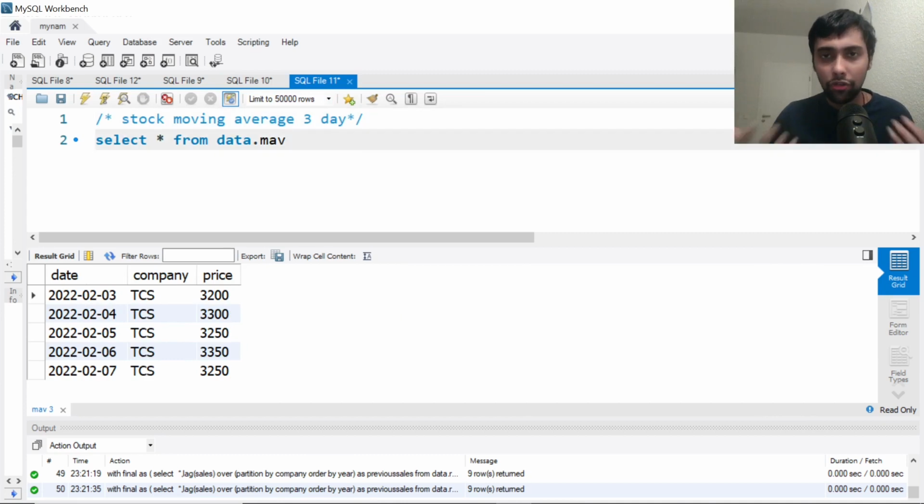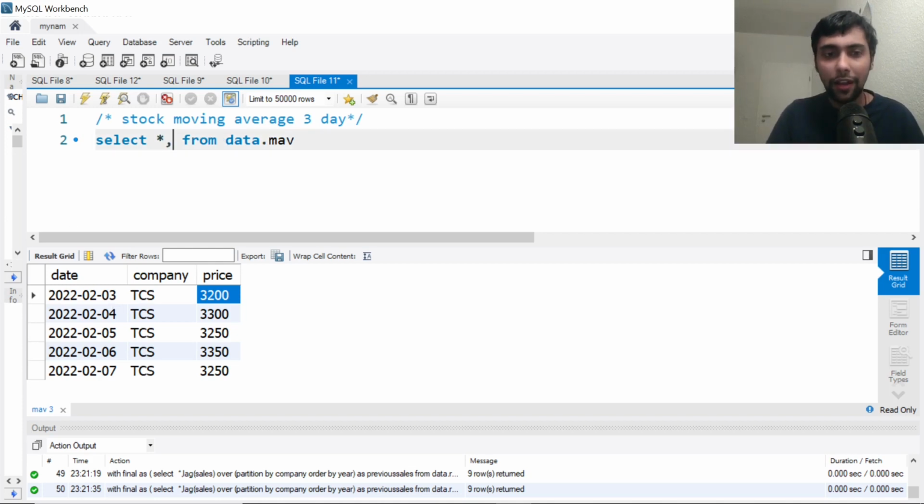Finally, right, like stock market data, commonly asked interview question again, how can we find moving averages? Again, I have some data about like TCS here, price, right, for 3rd Feb 2022, 4th Feb 2022 and so on. How can we find, say, like 3-day moving average using window functions?